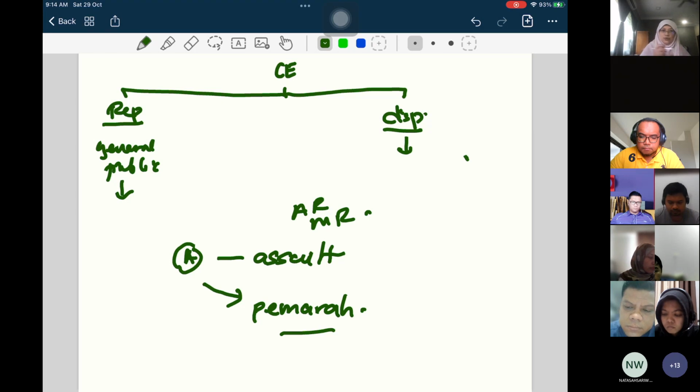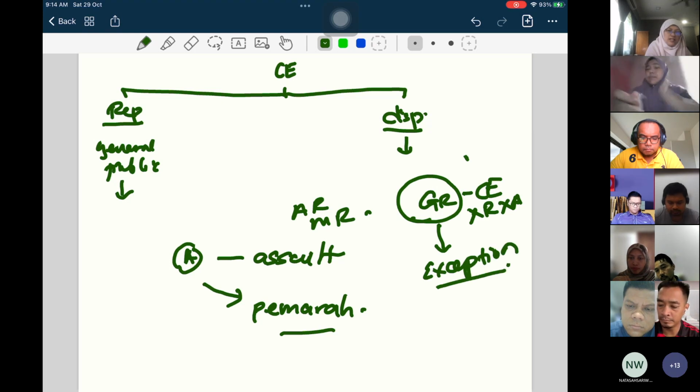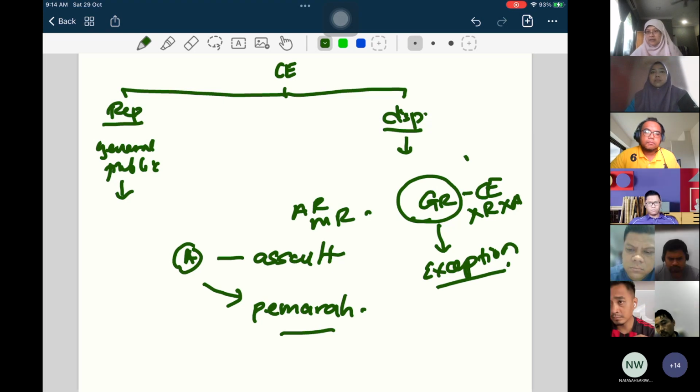Alright, now as a general rule, we are talking about the general rule, character evidence not relevant, not admissible. Bila ada general rule, you kena faham there will always be exception. So we are going to discuss what are the exceptions to the general rule. Okay?